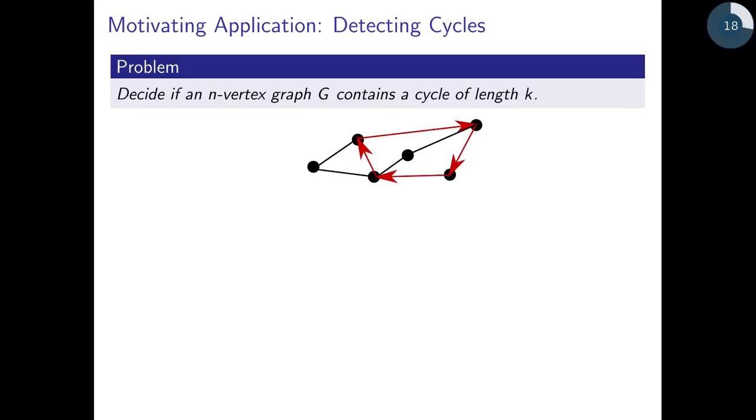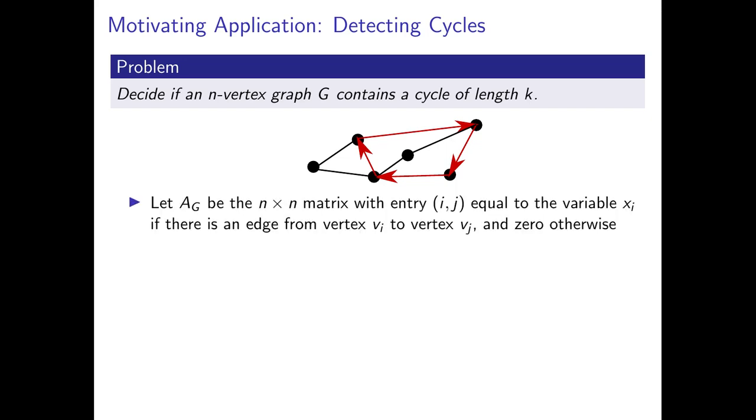Let me now show you one application of this problem that's been studied extensively. So say you have a graph G on n vertices, and you want to decide if it contains a cycle of length k. Now here by a cycle, I mean a closed walk that doesn't revisit any vertices. So for example, in this graph here, this red thing is a cycle, according to my terminology.